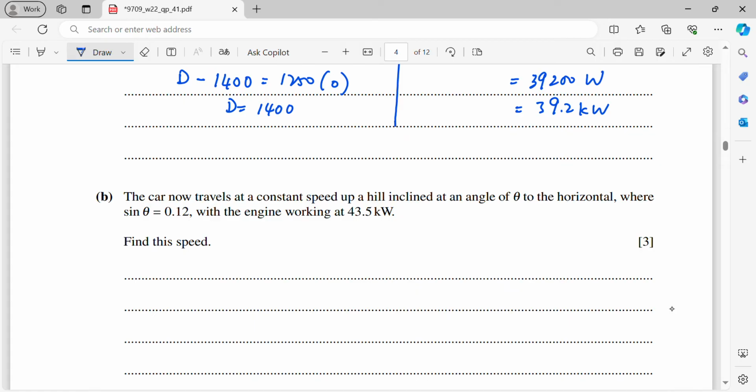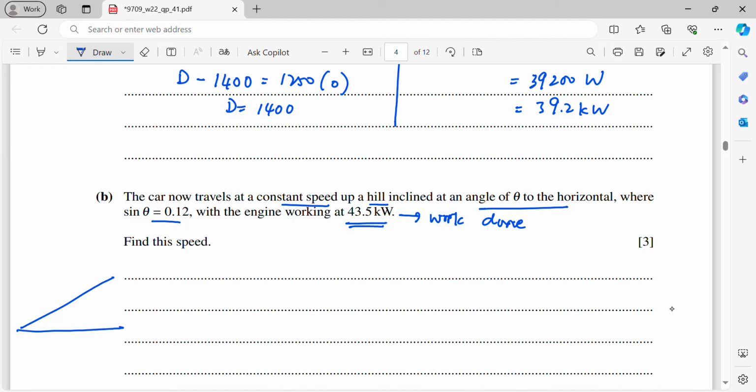Now B. The car now travels at a constant speed up a hill inclined at an angle theta to the horizontal, where sine theta is 0.12 and the engine is working at 43.5 kilowatts. That means this is the work done. Right? So from here, find the speed.